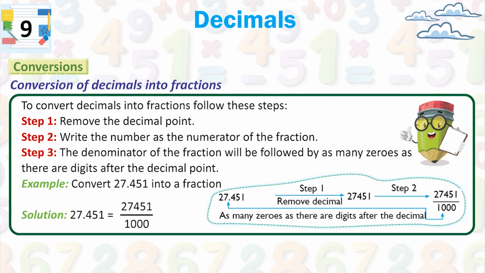Example, convert 27.451 into a fraction. Solution, 27.451 is equal to 27451 upon 1000. Step 1. Remove the decimal. 27451. Step 2. 27451 upon 1000. As many zeros as there are digits after the decimal.